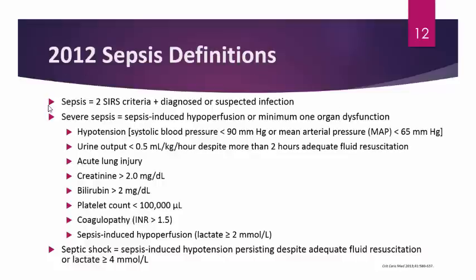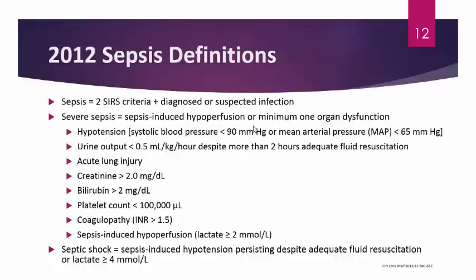Now, another classification of sepsis came with what's called severe sepsis. And severe sepsis differs from regular sepsis in that severe sepsis means that you have to have sepsis-induced hypoperfusion or a minimum of 1 organ dysfunction. What a lot of people consider to be sepsis-induced hypoperfusion is this lactate greater than or equal to 2 millimoles per liter.